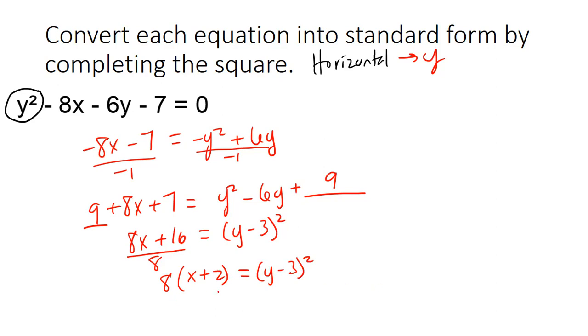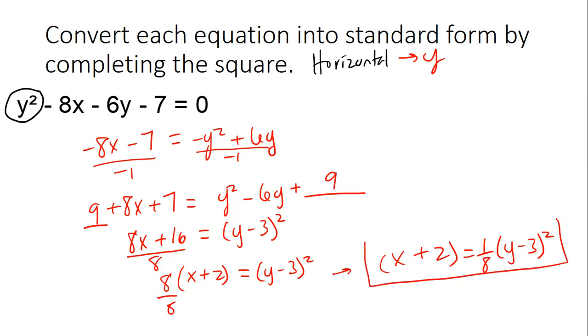Lastly, I need to get my single binomial by itself. So I'm going to divide by the coefficient. And we are left with x plus 2 equals 1/8 times (y minus 3) squared. And there is my standard form. Okay.